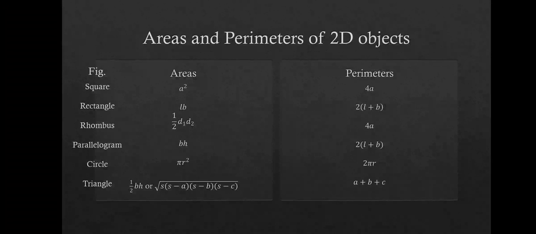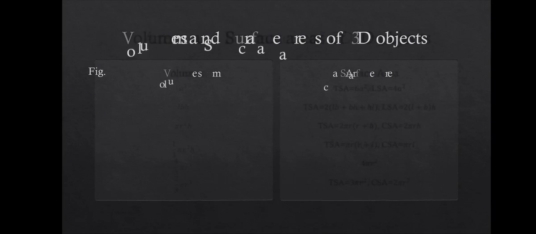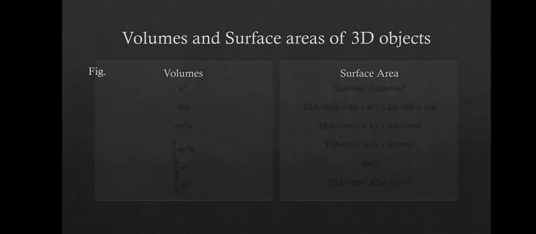Now let us move to 3D objects. Now in case of 3D objects, we have volumes and surface areas. So let us start off with cube. In case of cube, the volume is a cubed, a being the edge of the cube, and obviously the surface area. Now obviously there are two kinds of surface area: TSA, that is the total surface area, and LSA, that is the lateral surface area.